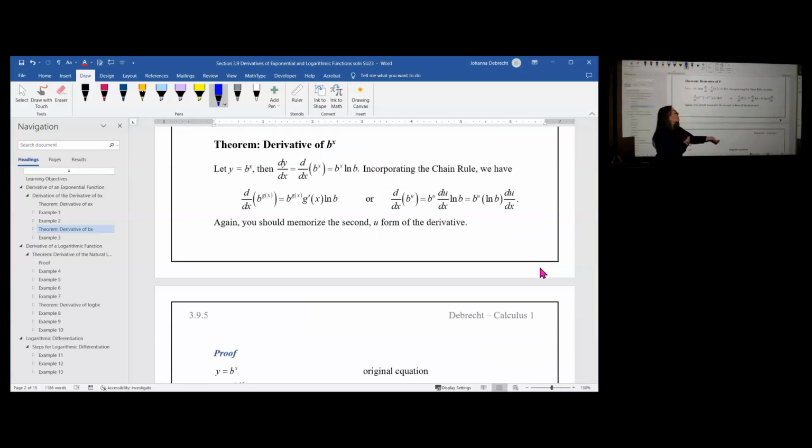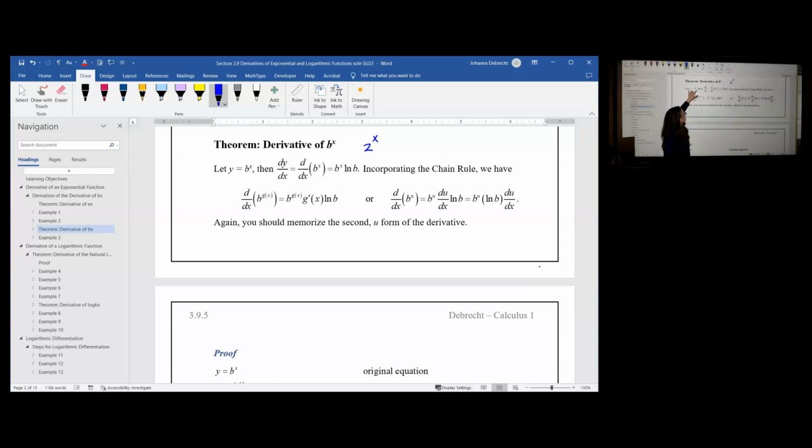When we look at this one, the b could be e. It will work for e, but in general, what we're expecting instead of b is something like 2 to the x, where the base is not the value e. We're going to let y equal b to the x, where the base is a positive value and not 1. 1 to any power is 1, which just gives us a horizontal line, which is, well, boring.